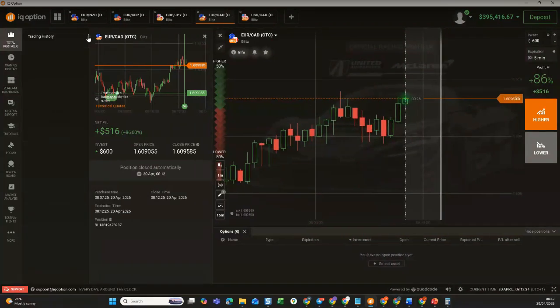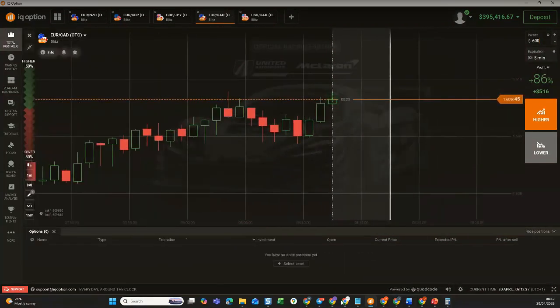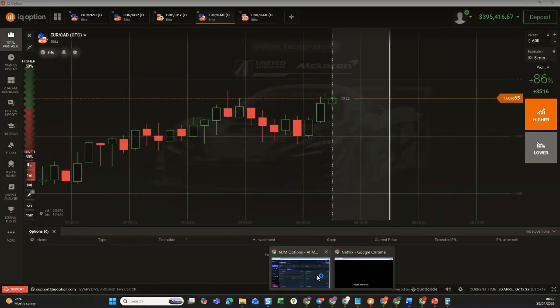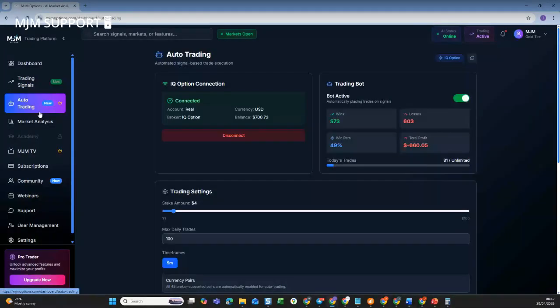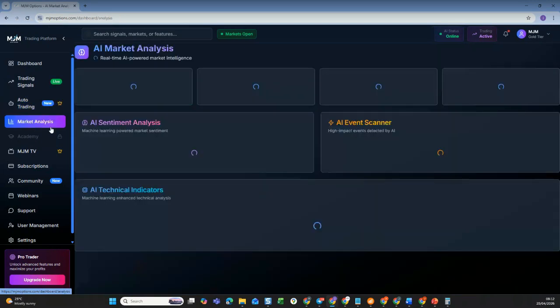So let me go ahead and explain the other parts of the AI. Let me continue. So we have the auto trading here. The moment you are connected to the AI, the auto trading here, you need about $1,000 minimum to connect to it.